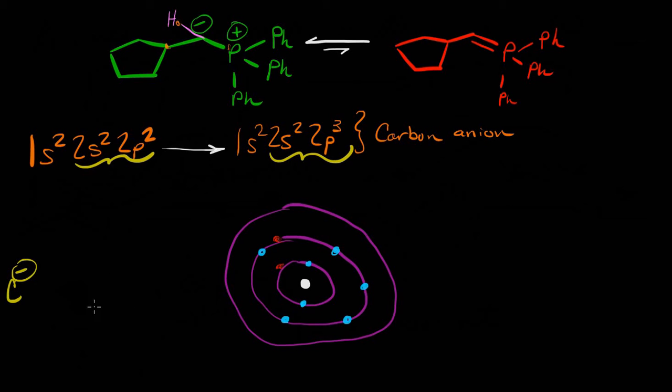So let me draw my 2s, and then our p's. In our case, we have 2 electrons in our 2s, and then we have 3 electrons in our 2p.